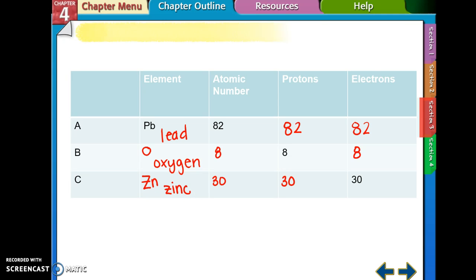Please try not to make spelling errors or symbol errors, because if you write ZR instead of ZN, that's zirconium and not zinc, and I would have to count that wrong.